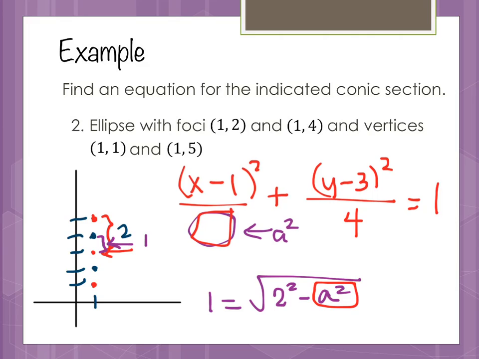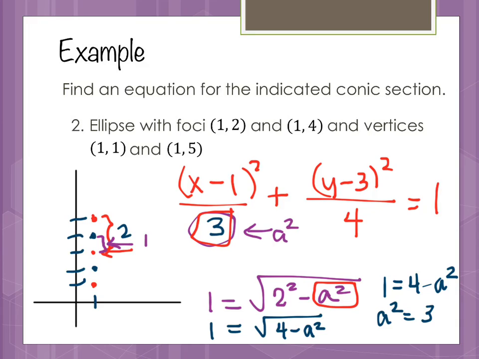So if you take a look, we've got 1 equals the square root of 4 minus a squared, which we're squaring on both sides. So then 1 equals 4 minus a squared. If I add my a squared and I subtract my 1, I get 3. So the number that goes right here is actually 3, because it's the squared value that I need underneath the (x minus 1) squared, not the square root of it.